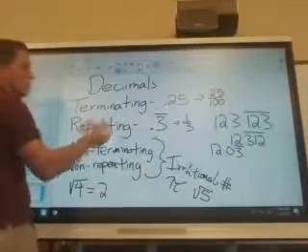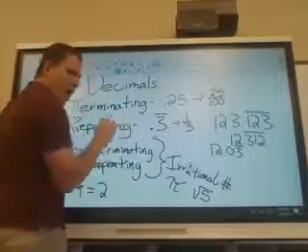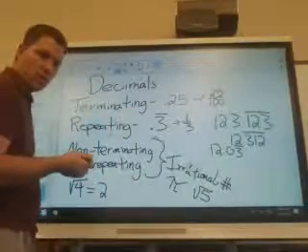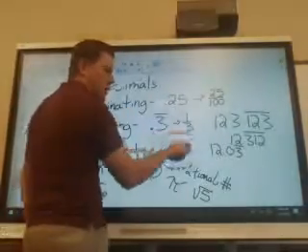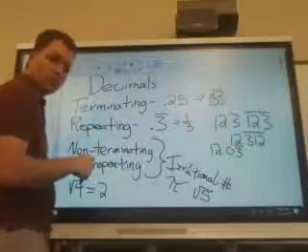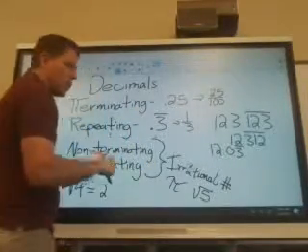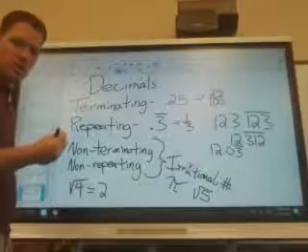Either one of these other two can be written as a fraction, and those are the ones that we can convert back into regular rational numbers that we see, know, and recognize what to do with, okay?